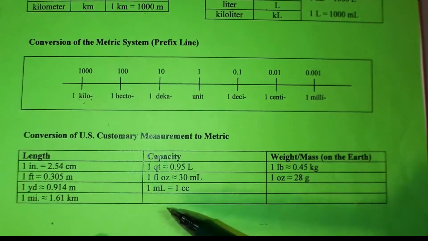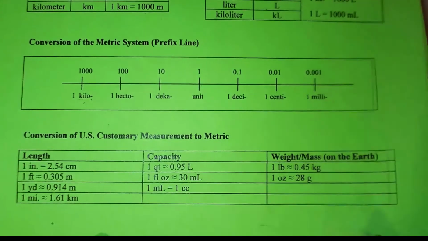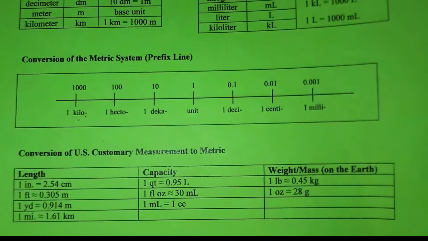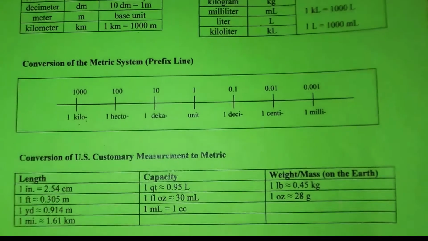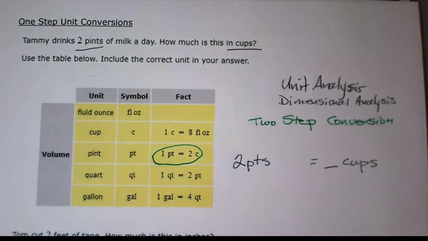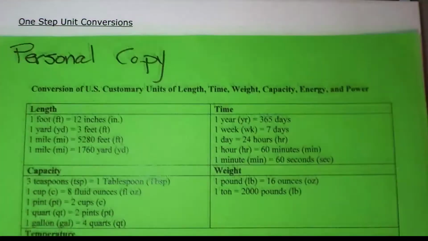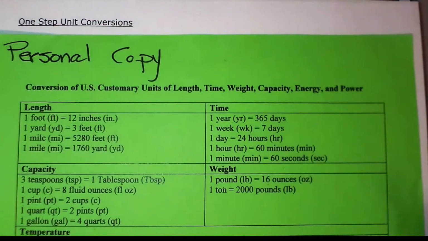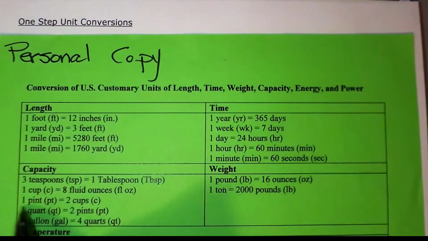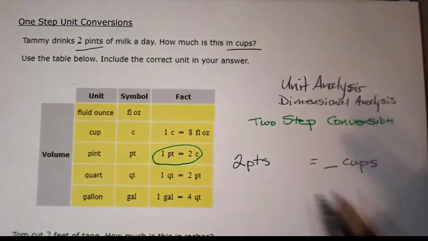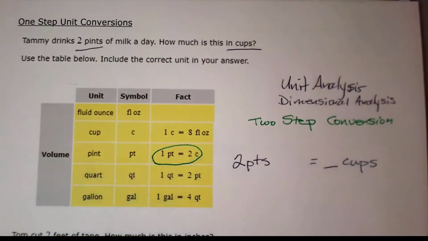We're going to have one example that comes from down here, so I'll show you. So part of it is you have to know, are you switching within US or are you switching from US to metric? On this one, we're switching within US. So I would have been looking up here, and I'm looking at pints to cups, which is right here. So 1 pint equals 2 cups. Here I have 1 pint equals 2 cups, same thing.